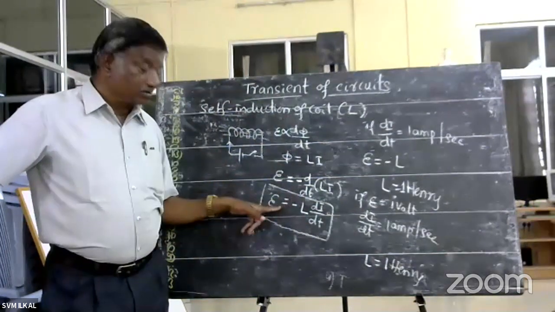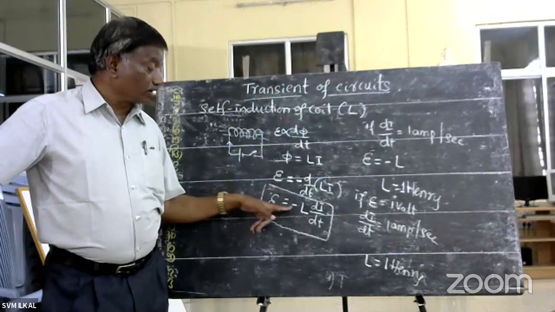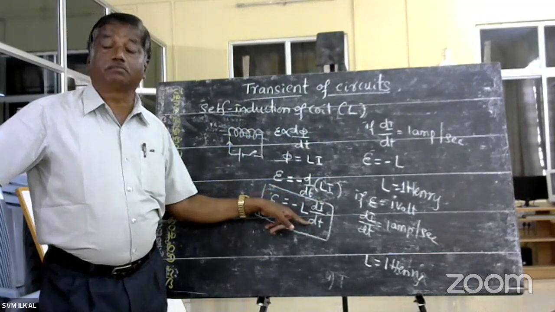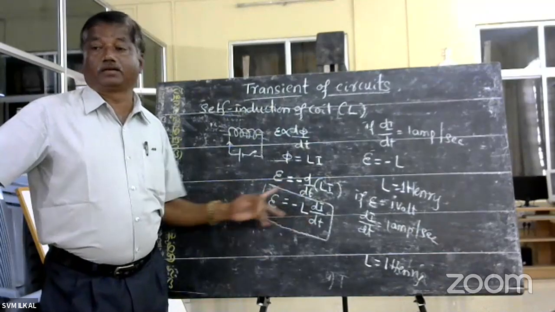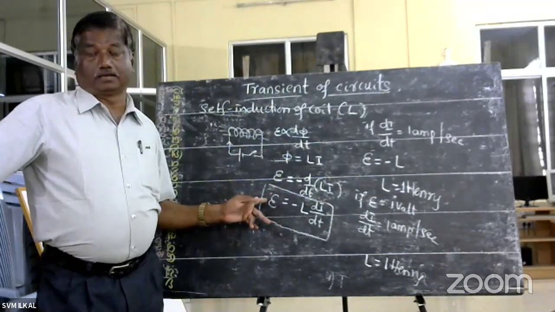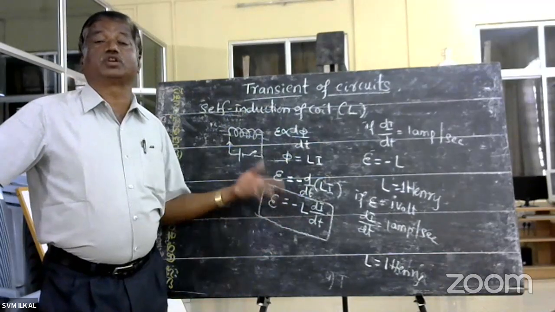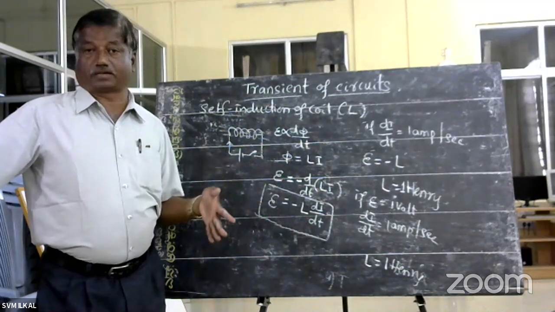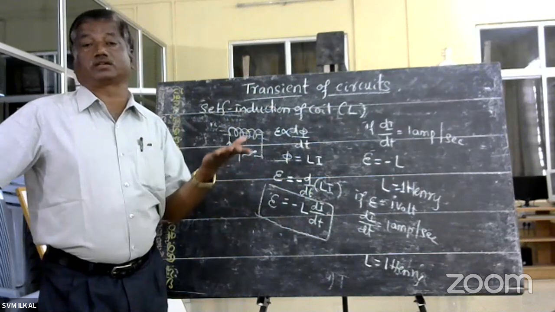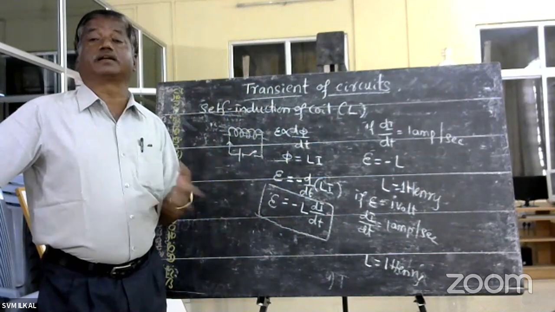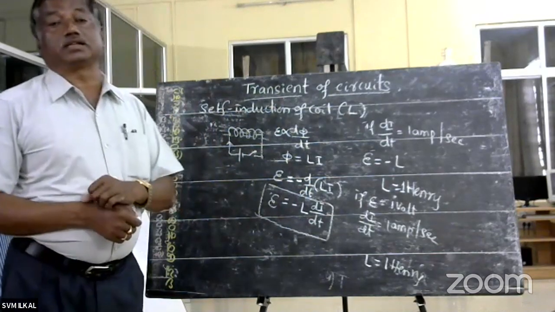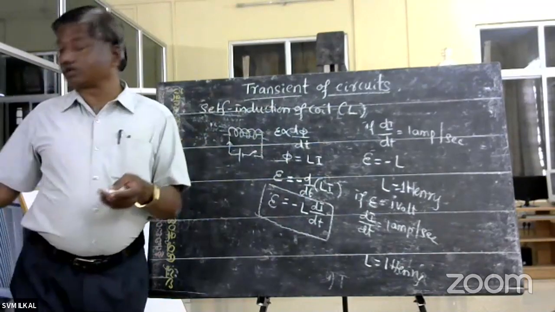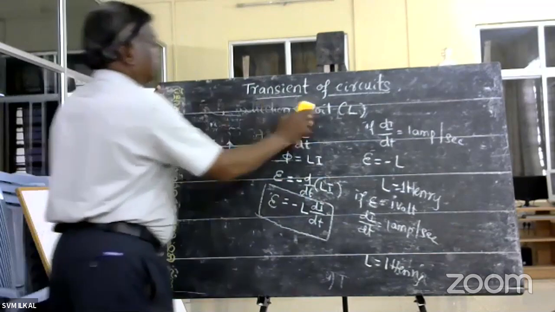That's why the simple statement for this is epsilon equal to minus L di by dt. Di by dt must be there, then only the EMF is there. Di by dt is change of current, it may be increase of current or decrease of current. Whenever current increases or decreases in the circuit containing the coil, then there is an EMF in the coil. Okay, this is the definition for the coefficient of self-induction.